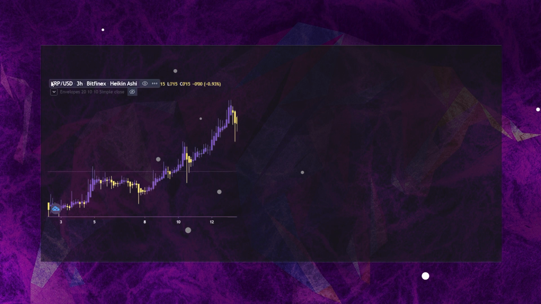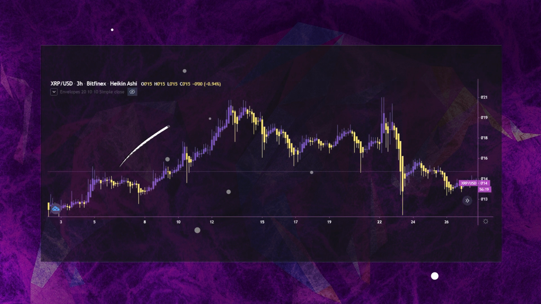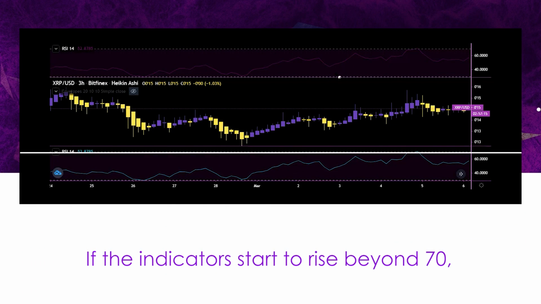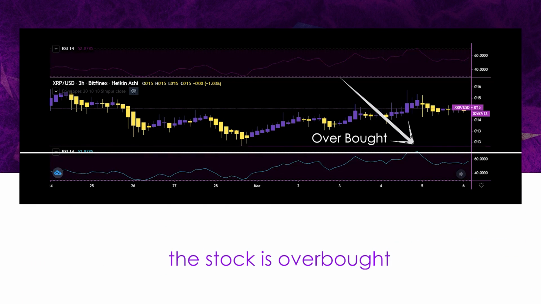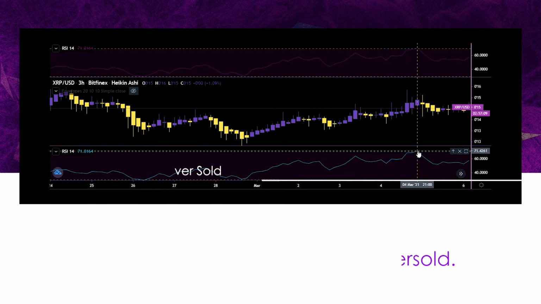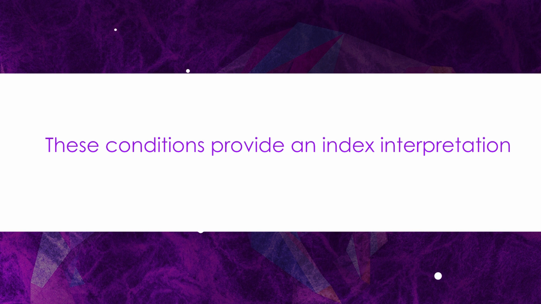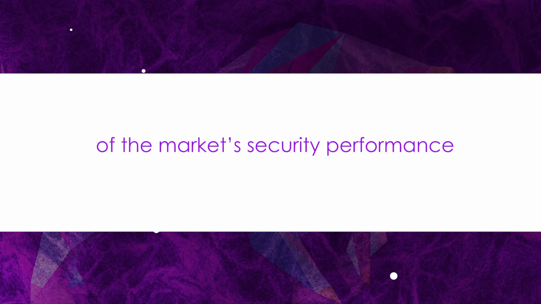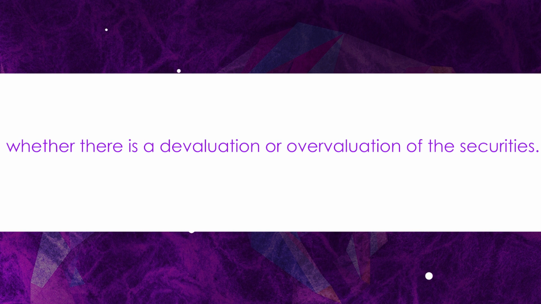The conditions that determine the performance of RSI are based on prime values where prices climb or drop to levels below market expectation. If the indicator starts to rise beyond 70, the stock is overbought, and if it goes below 30, it signals the stock is being oversold. These conditions provide an index interpretation of the market's security performance, whether there's a devaluation or overvaluation of the securities.